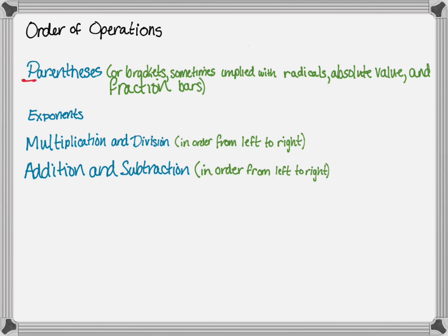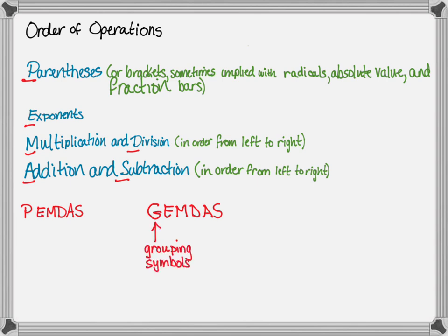So the beginning letters here, the P for parentheses, E for exponents, M and D for multiplication and division, A and S for addition and subtraction. That's where the acronym PEMDAS has come from. You may have also seen the acronym GEMDAS. And the G here stands for grouping symbols because, as we mentioned, you may not have visible parentheses. You may have brackets, you may have implied parentheses because of radicals, because of absolute value bars, because of fraction bars. So GEMDAS is a little bit more generalized because we don't always have visible parentheses.